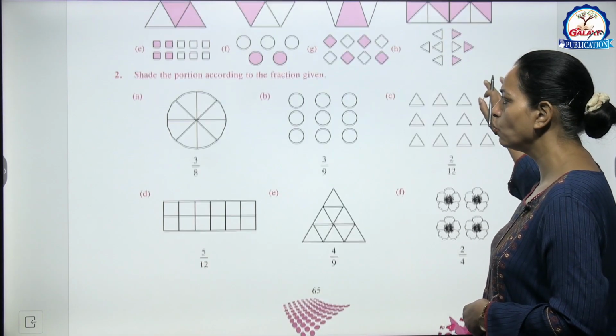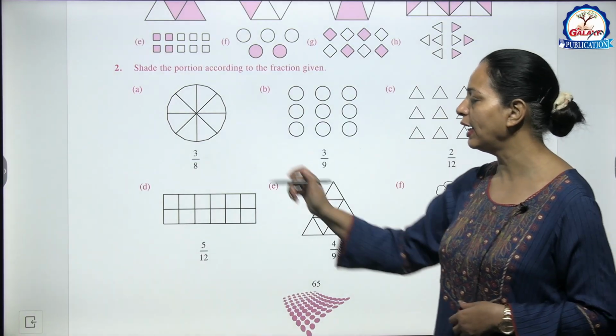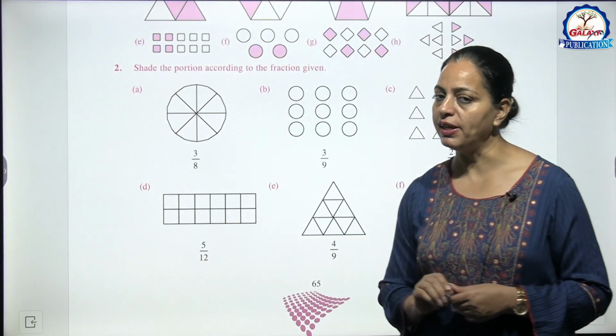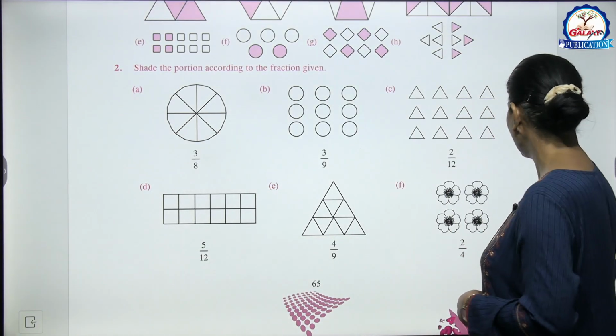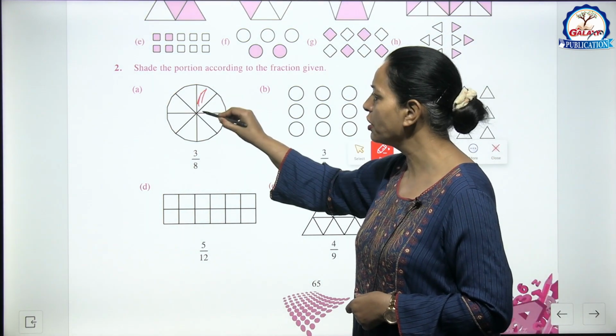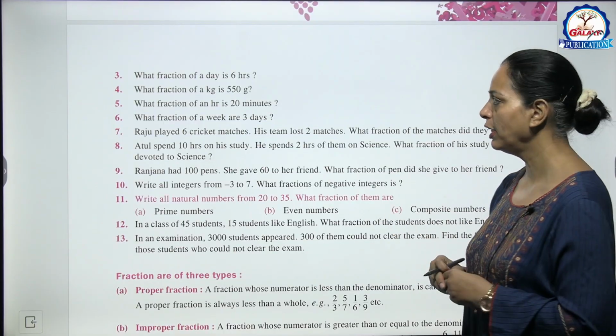Now question number 2, shade the portion according to the fraction given. Like A part, total parts 8, 3 by 8 means 3 parts must be shaded. So what will you do? Take any 3 parts, shade it. Okay, right? So you can try remaining parts.